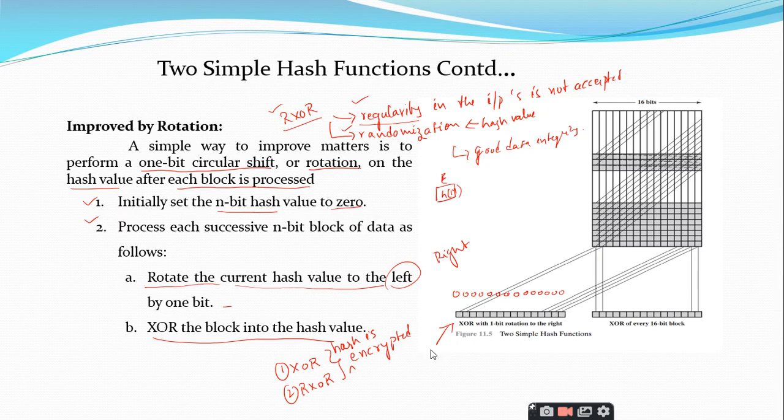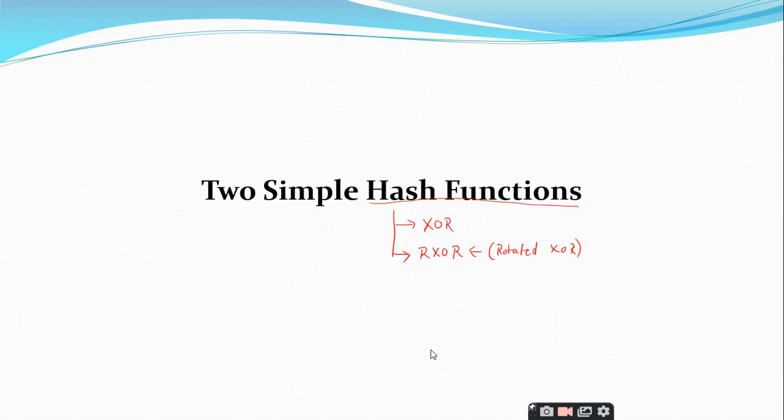We are just giving an idea in this session of what basic hash functions we have and what the advantages of these things are. Let us have a recap of this topic, which is two simple hash functions. In this we have discussed two hash functions that can be used, that is the XOR and the RXOR, which stands for the rotated XOR.